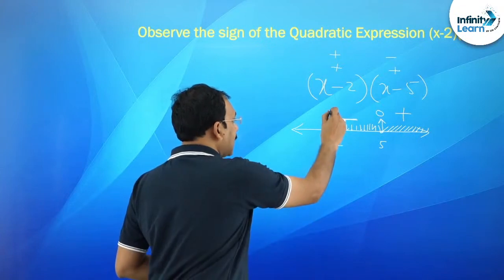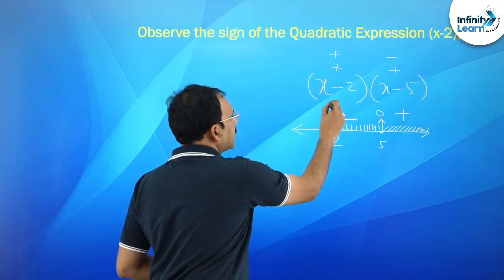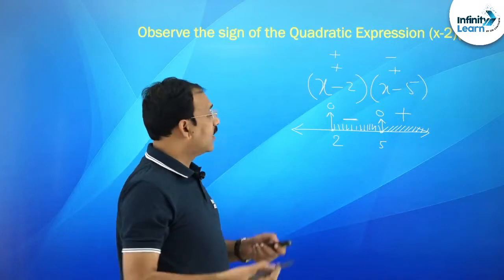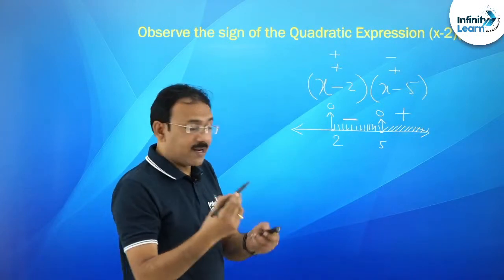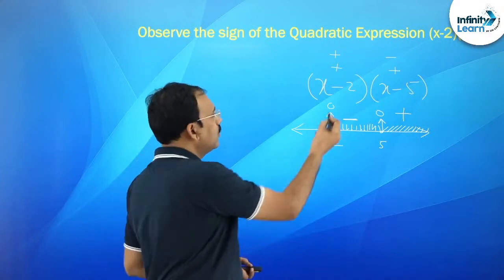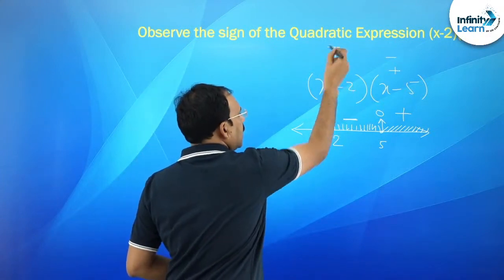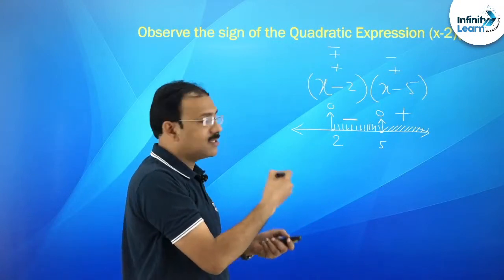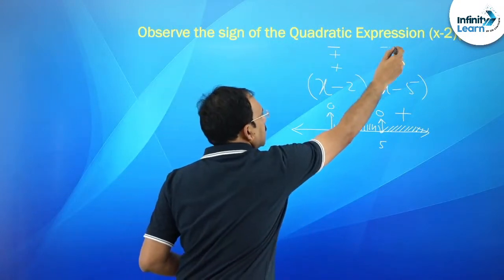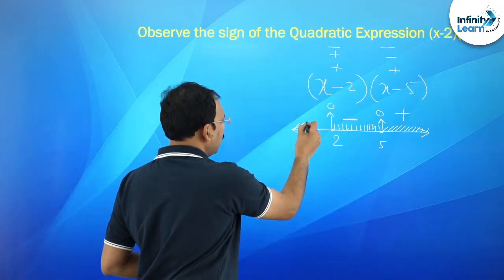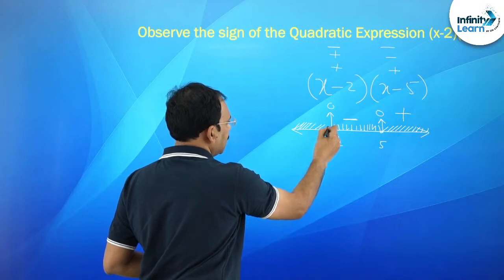Whereas exactly at 2, again the expression value becomes 0, because x minus 2 is there. Now, what if you substitute a number less than 2? If you substitute less than 2, like 1 or 0 or minus 1.3, x minus 2 is negative and x minus 5 is negative, so the product will be positive. So here also you get a positive quantity.